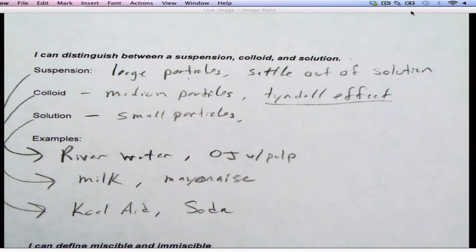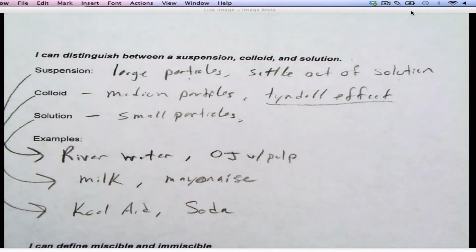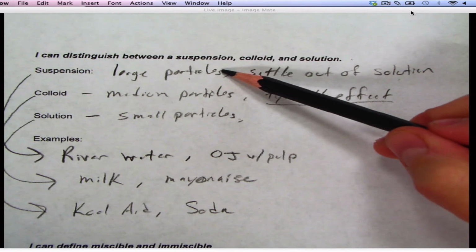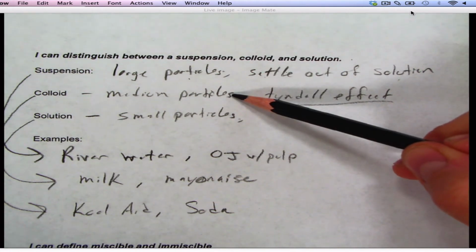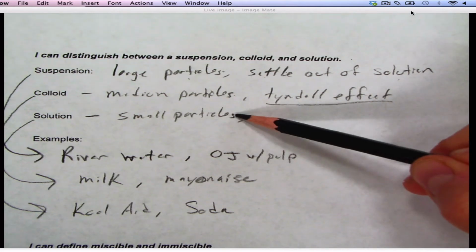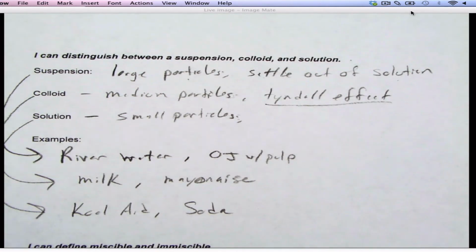So there are some subtleties. Some are easy to see, some are not easy to see. But really, if they settle out, it's going to be a suspension. If they don't settle out, but you can see them, it's going to be a colloid. If you can't see the particles and it looks pretty even throughout, they're probably small particles, so it's probably a solution. We'll do some examples in class and look at the Tyndall effect and all those kinds of things. So hopefully that helps you out there.